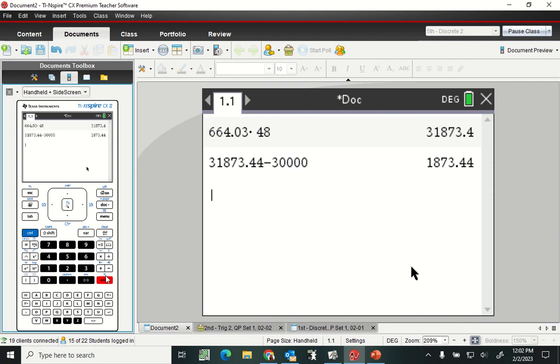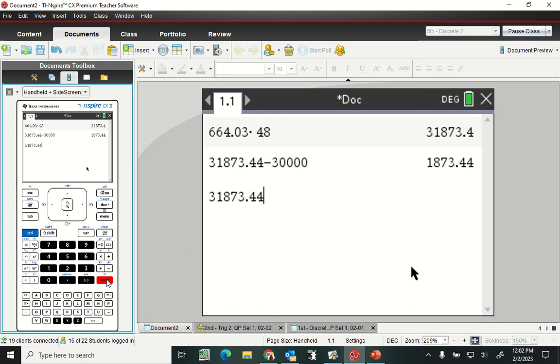Am I struggling? It should be 40. 1873.4. You added the extra 4. How do you do that? It just didn't show the extra one.